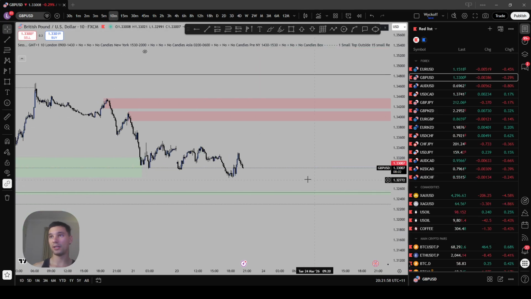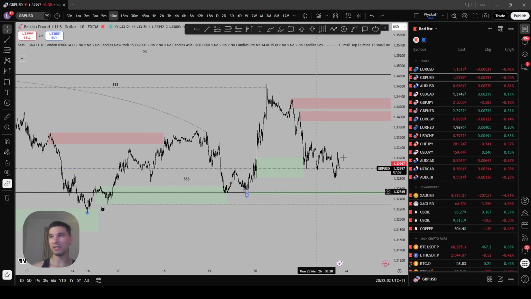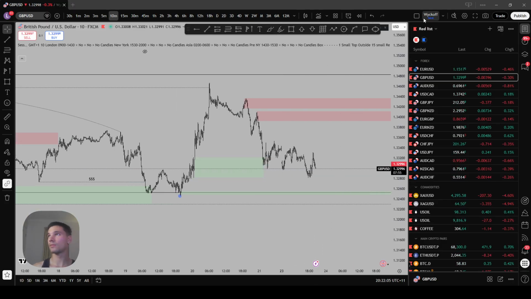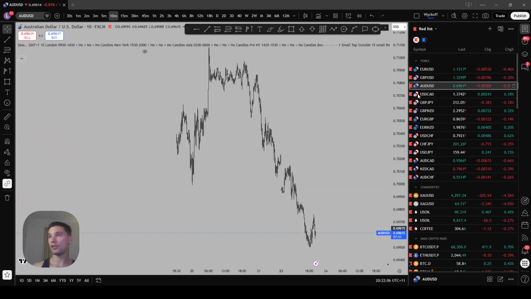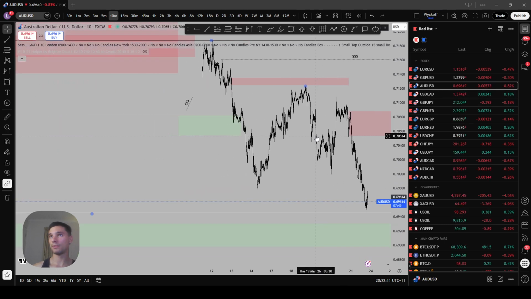Yeah, GBP USD, not really going to be taking any accumulations here. As we said, AUD USD, we have looked at that as well.